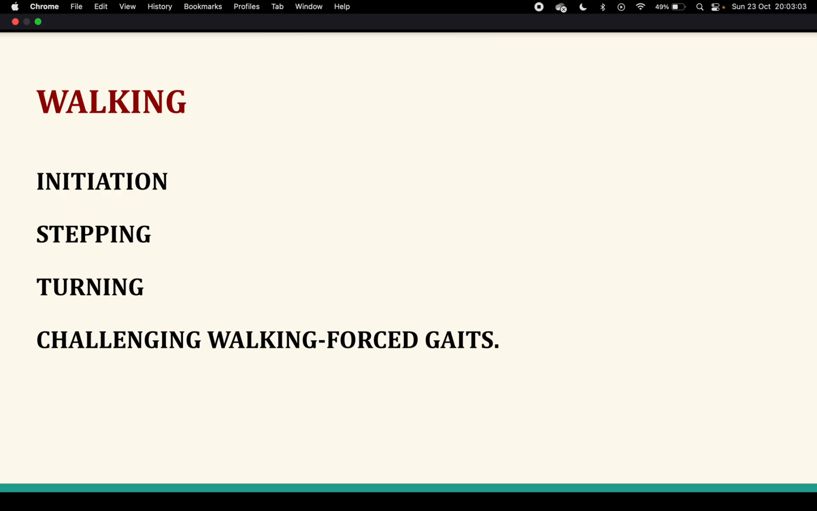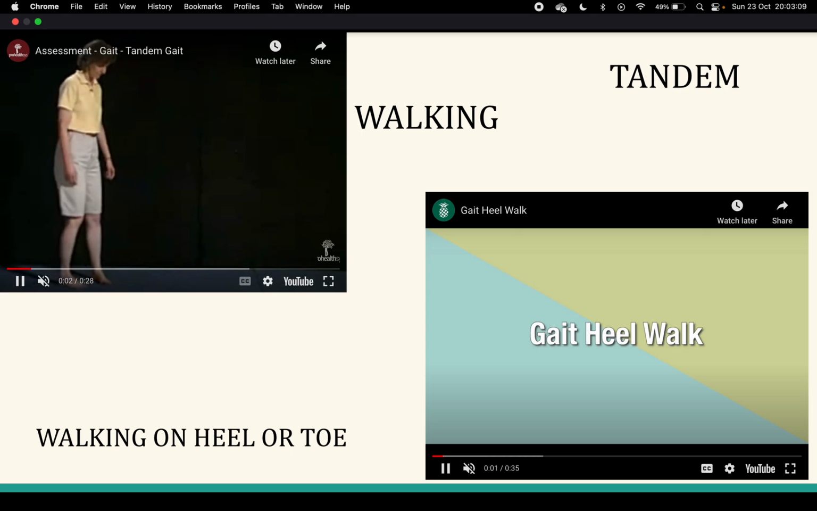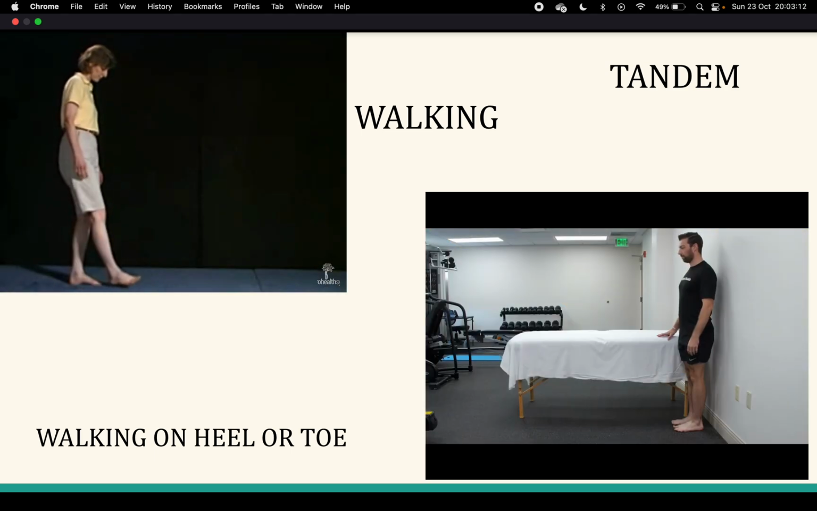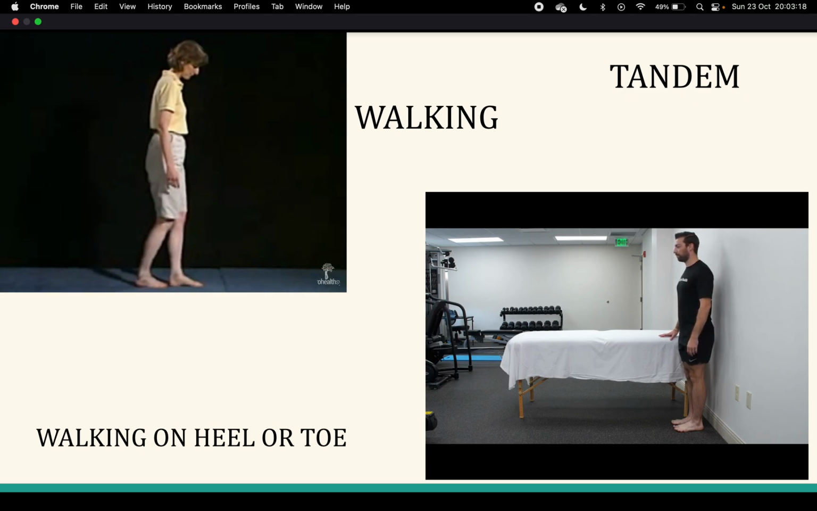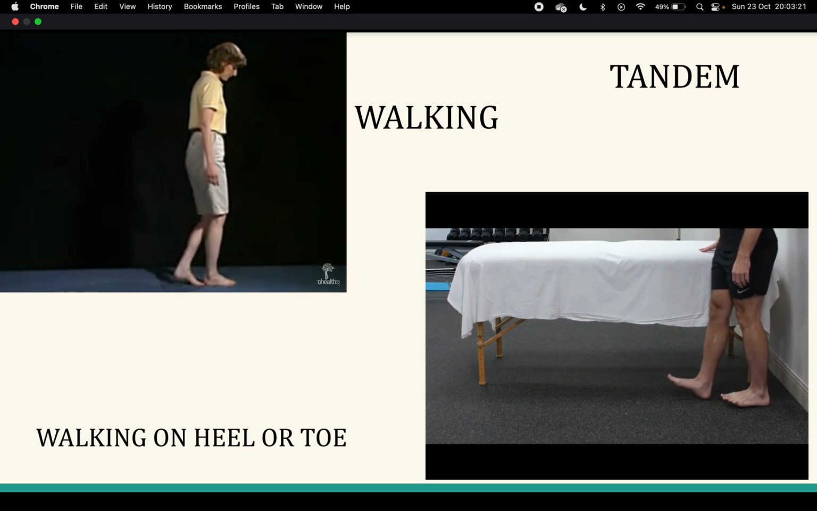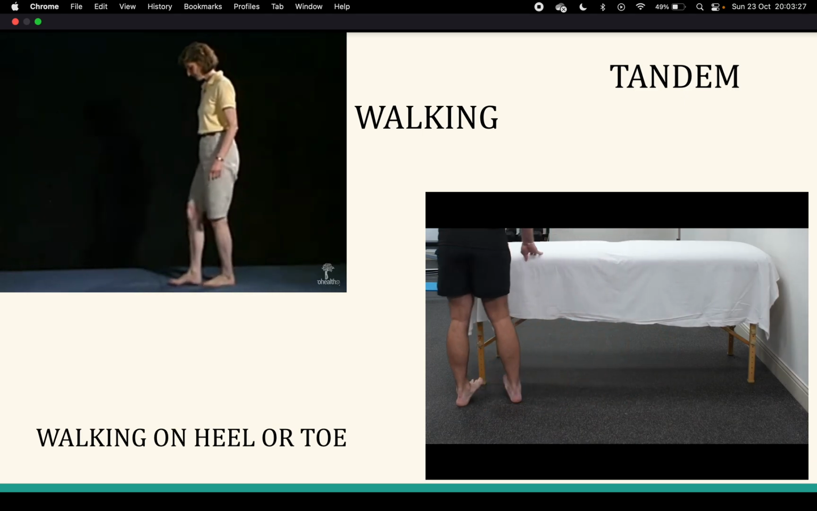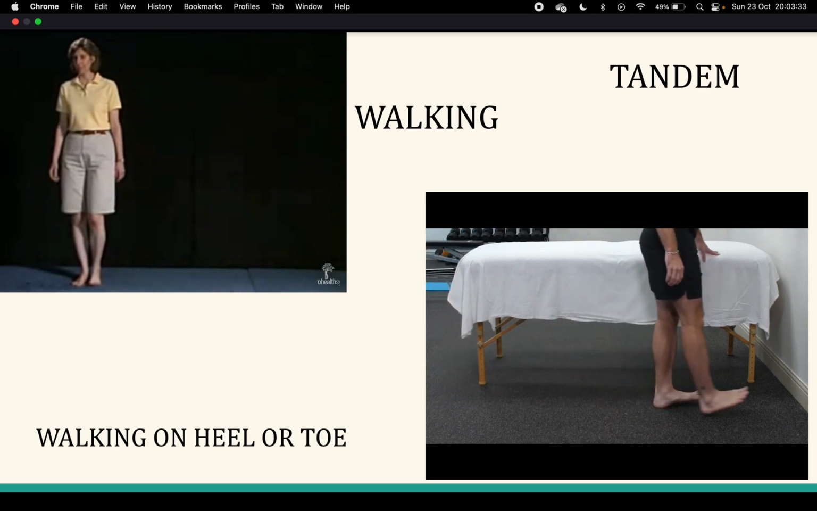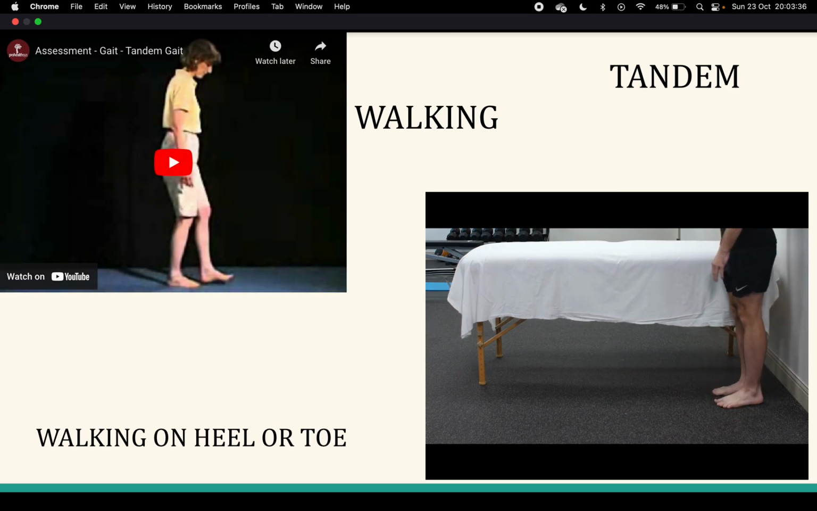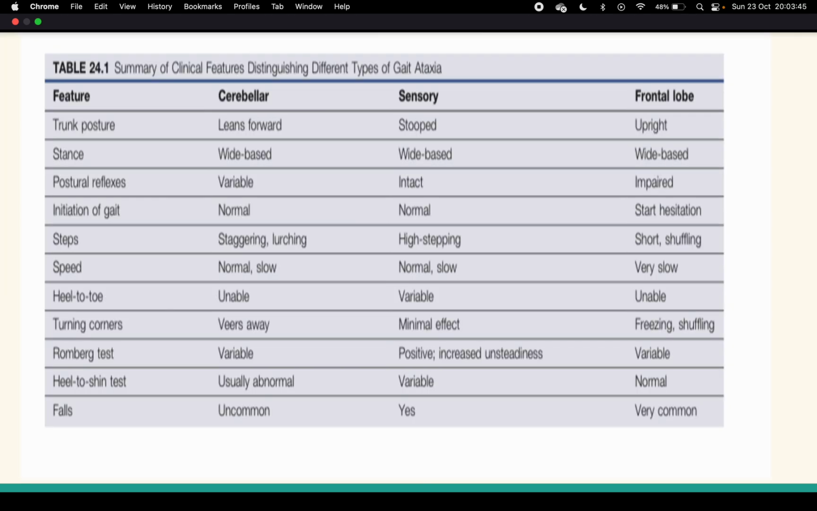Now, we'll assess the walking: how is the initiating, stepping, turning, and what are the challenges faced. The thing which you're seeing in the left upper corner is tandem walking, that means walking in a straight line. That will be more difficult in a patient with cerebellar pathology. That means he is doing a heel-toe walk, that we call tandem walking. Next, in the right lower quadrant, you are seeing the patient walking either on the heel or on the toe to produce an obvious minor underlying cerebellar dysfunction or any gait difficulties.